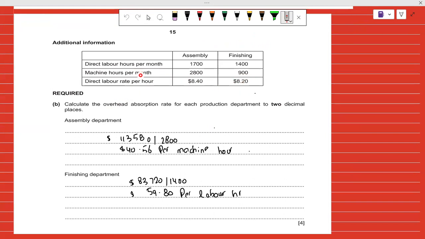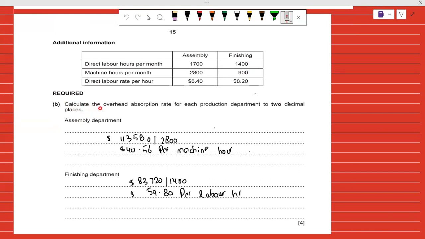Okay. So if we want to see whether the assembly department is capital intensive or labor intensive, how can we analyze it? We will see that machine hours is greater than the labor hours in the assembly department. So we can say that the assembly department is more capital intensive. And as you can see, in the finishing department the number of labor hours is more than machine hours. So it means that this department is a labor intensive department.